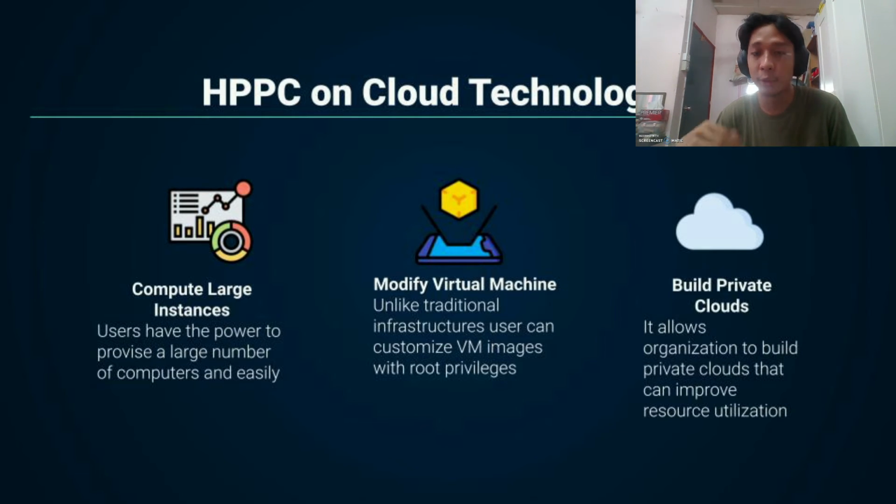First, they can compute large instances. For example, cloud infrastructure services such as Amazon or GoGrid allow the user to provision a complete cluster fairly easily and quickly by paying a monetary value only for the duration of the usage of the resource.